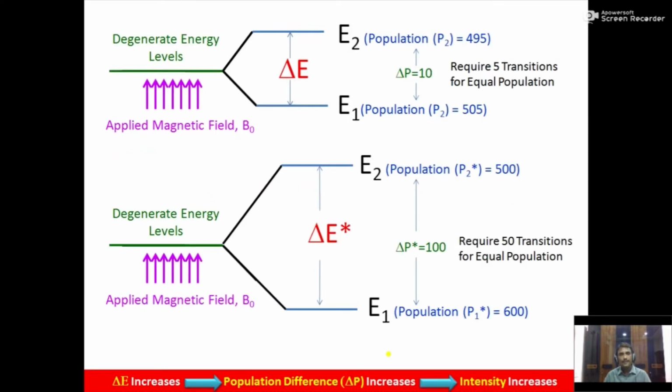Now you can see that I have taken one example: the population of E1, that is the lower energy level, is 505, and the population of the higher energy level is 495. The population difference delta P is equal to 10. So we require 5 transitions to make the population of the two states equal. But the population of two states should never be equal, otherwise there will be saturation and the signal will vanish. So there is a population difference, but here there is a possibility of 5 transitions to make the population equal.